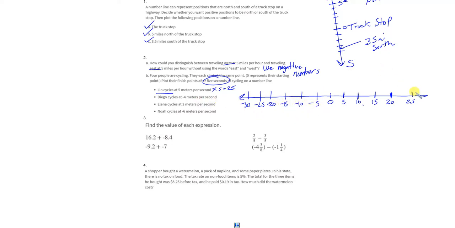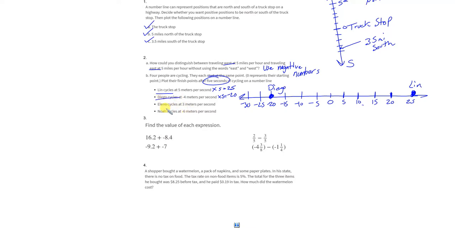Okay, so Lynn is going to be right here. This is Lynn's location after the 5 seconds. All right, Diego is going back 4 meters every second. So that's negative 4 times 5, which is negative 20 because one's positive and one's negative. So it's like skip counting back this way 5 times negative 4 per hop, which would land us right here. So here's where Diego lands after his trip.